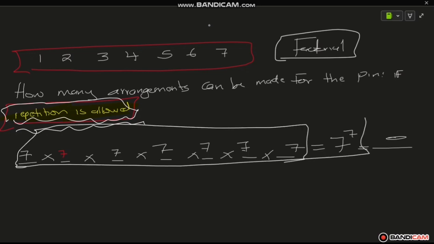So you write your answer, then you write arrangements. Let's say the answer is 100. You won't just say 100. It will be 100 arrangements. I'm not saying 7 to the power 7 is 100, but I hope you understand what I was saying.